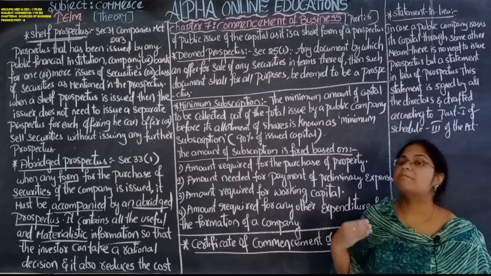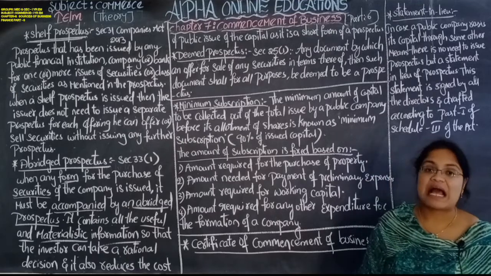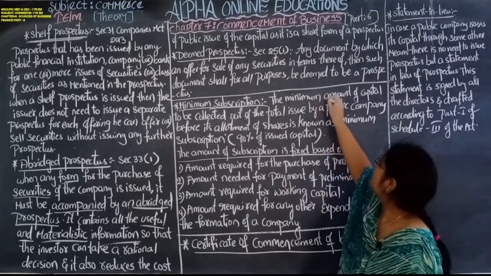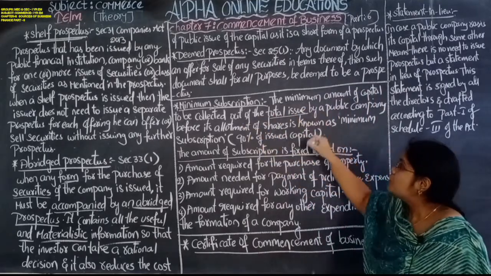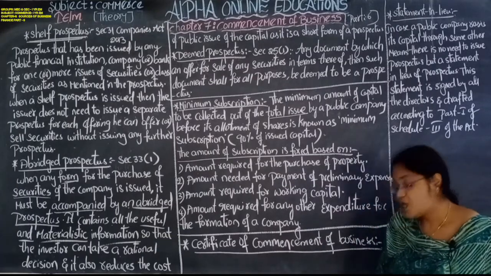If the public company fails to gather that amount from the public, at that time they have to give back that amount to the public. Let us see the minimum amount of the capital to be collected out of the total issue. So the minimum amount of the capital they have to collect from the total issue.